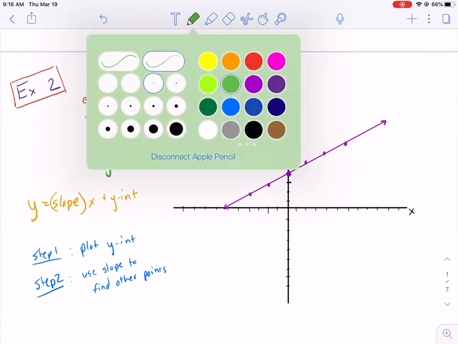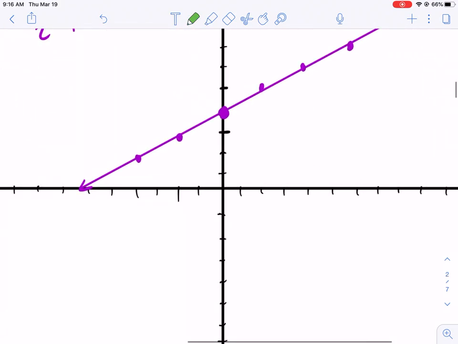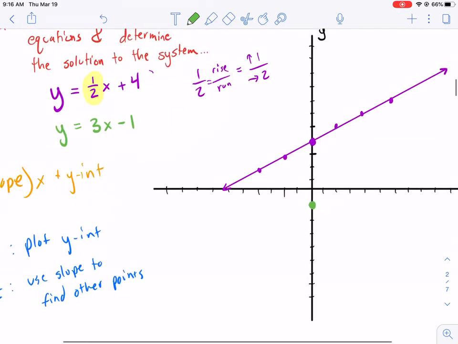Next thing we have to do is graph our second equation. This too is in slope-intercept form, because the y is by itself. So we're going to look first at the y-intercept. The y-intercept in this case is -1. So we're going to go to our graph where -1 is on the y-axis. There it is. Okay. Now we're going to use our slope.